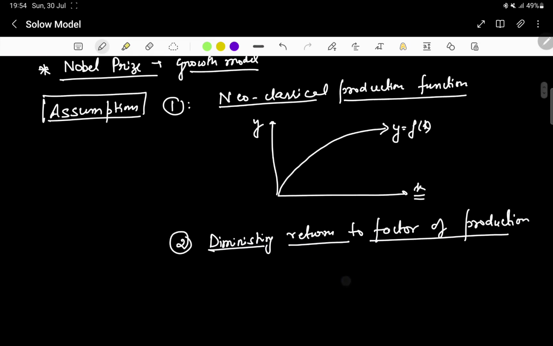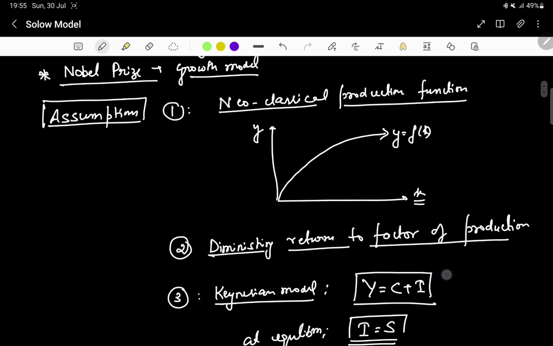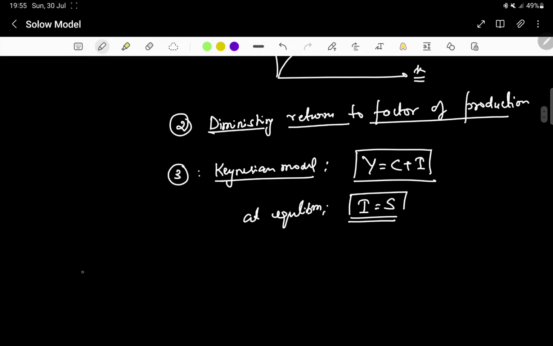Then he also assumed the economy to take some assumptions from the Keynesian model. What he took: y is equal to c plus I. Okay, and assumed at equilibrium investment will be equal to savings. Okay, so these are the broader things that we need to keep in mind.